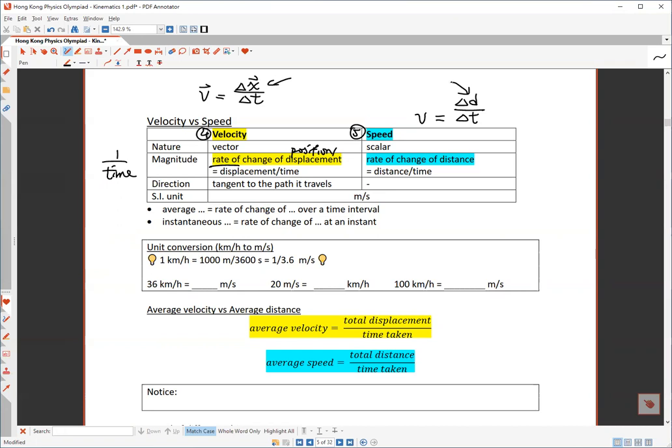Okay. And then the direction of the velocity is tangent to the path it travels. So that means it's towards the direction of the motion. The direction of motion, that is the direction of the velocity. Direction of motion.